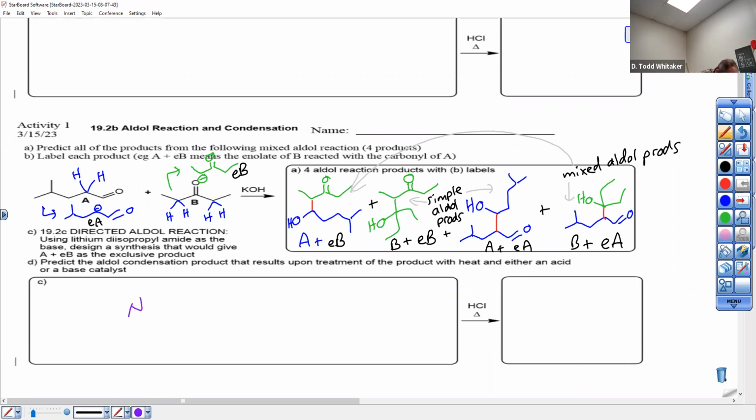And the most common base we like for this is this guy right here, N minus, and it needs to have two fairly bulky groups. And the most common spectator for it is lithium. So it's called lithium diisopropyl.